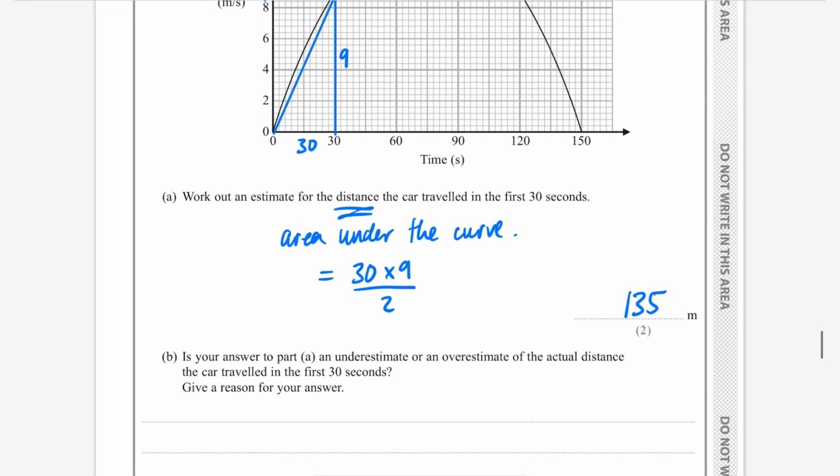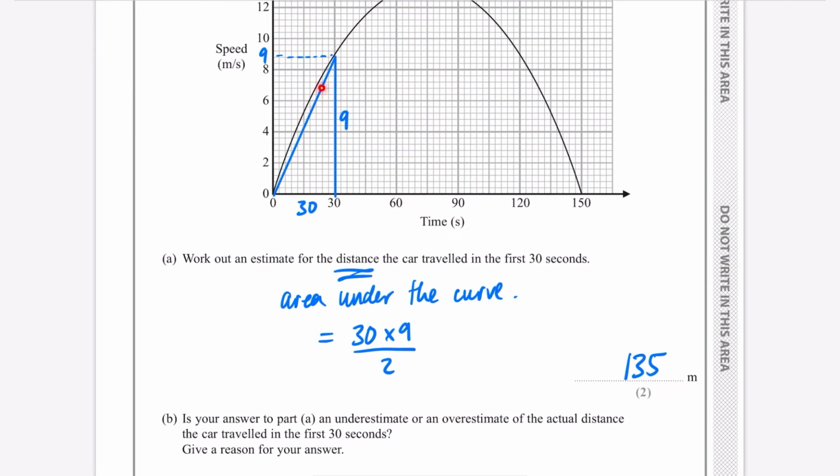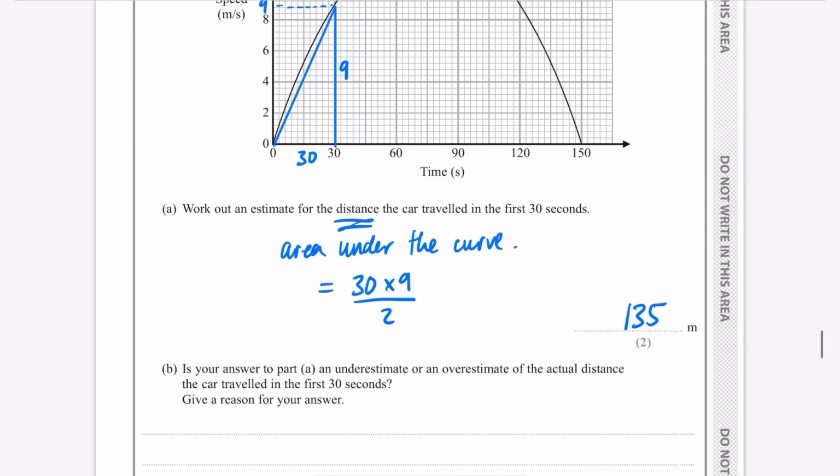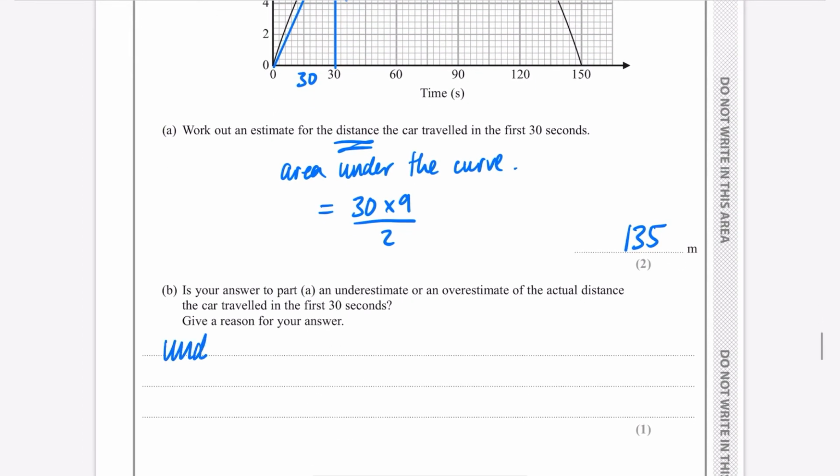It then says, is your answer to part A an underestimate or an overestimate of the actual distance the car travelled in the first 30 seconds? Well, we worked out this triangle area, but there's this little extra bit of area. So our answer is an underestimate because of the curve that is above it. So we could say it's an underestimate because the area between the triangle and the curve is not included.